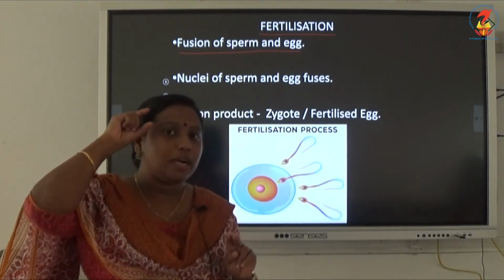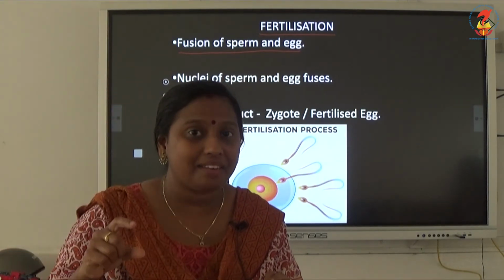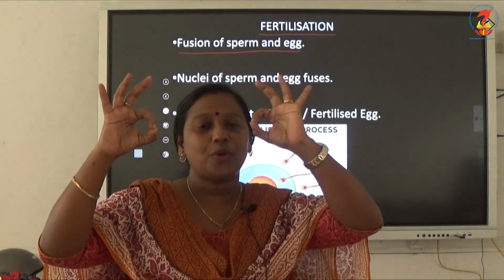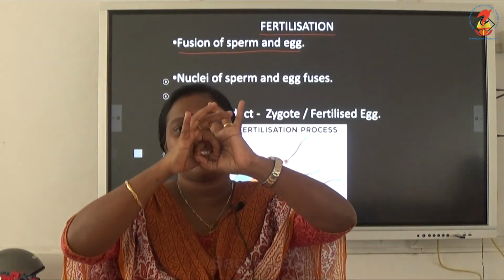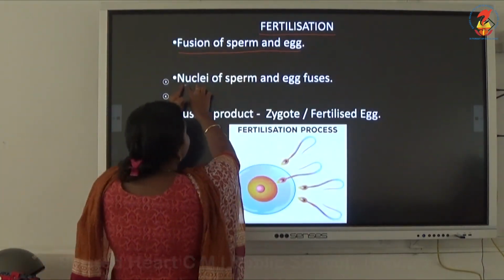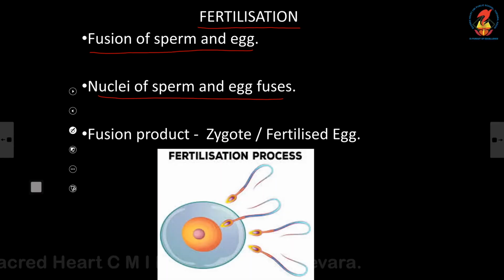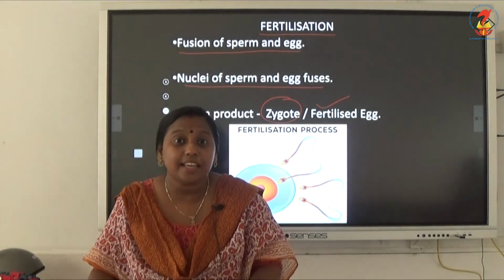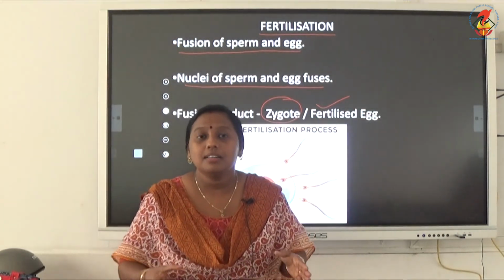Actually, the sperm has one nucleus inside its head. The egg has one nucleus inside it. The nucleus of the sperm and the nucleus of the egg will come and fuse together, forming a single nucleus. So, the nucleus of the sperm will fuse with that of the egg, and the fusion product is called the zygote. The zygote has one more name: it is otherwise called the fertilized egg. Simply, egg means it is a female gamete, while fertilized egg is another name for a zygote.